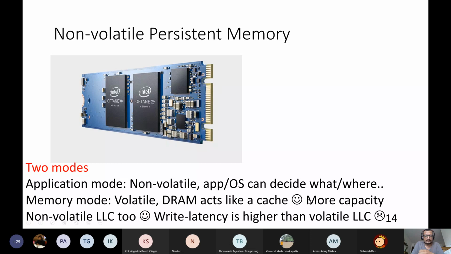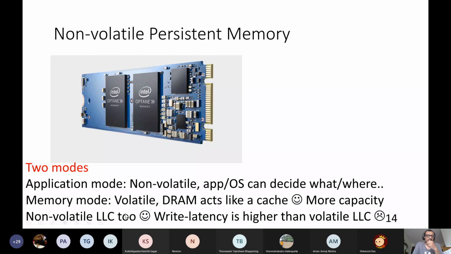So if you need more capacity, you can go for memory mode. If you need persistency, where your data should be persisting even across different boots of the OS, or even if the power goes down, or even if something happens, the data should be there in the memory, then you should go for the application mode.